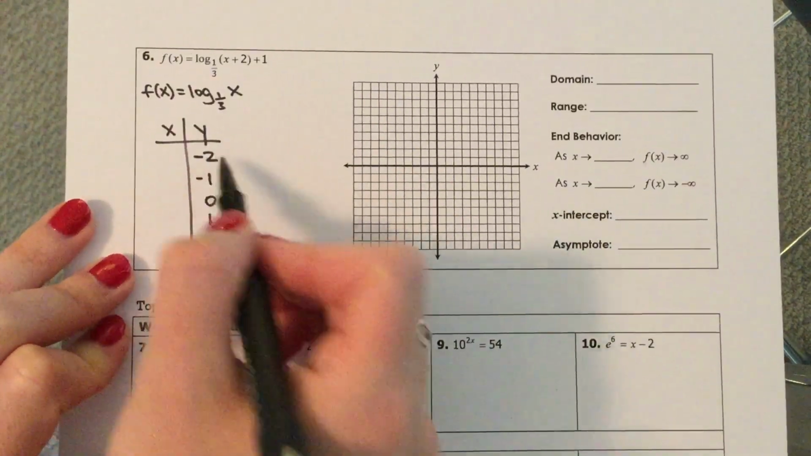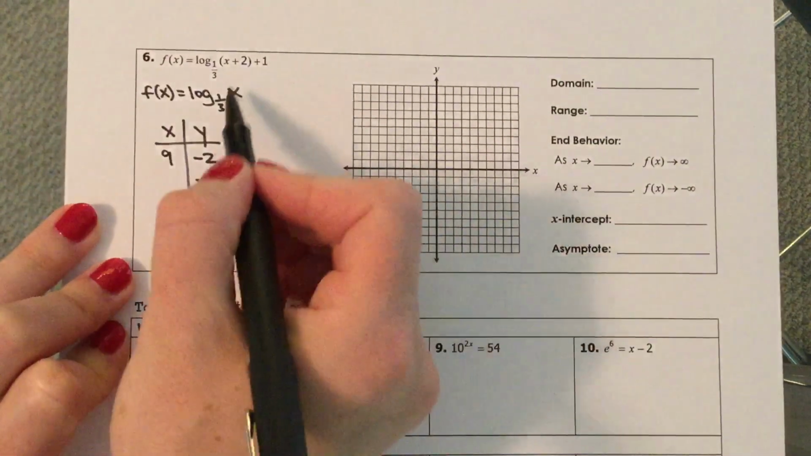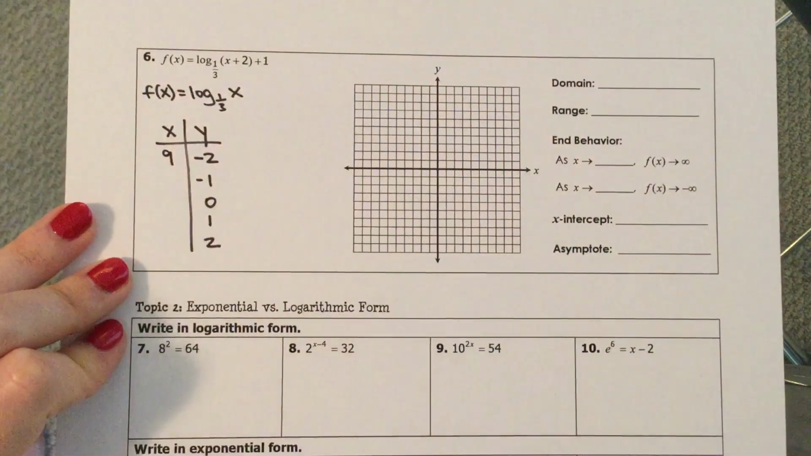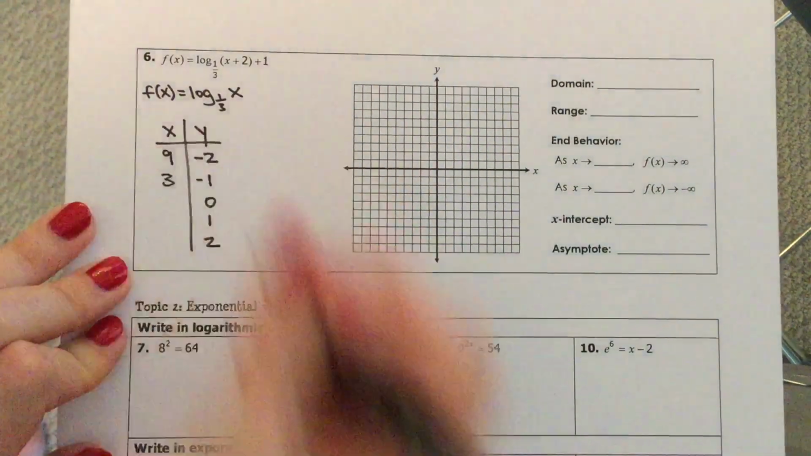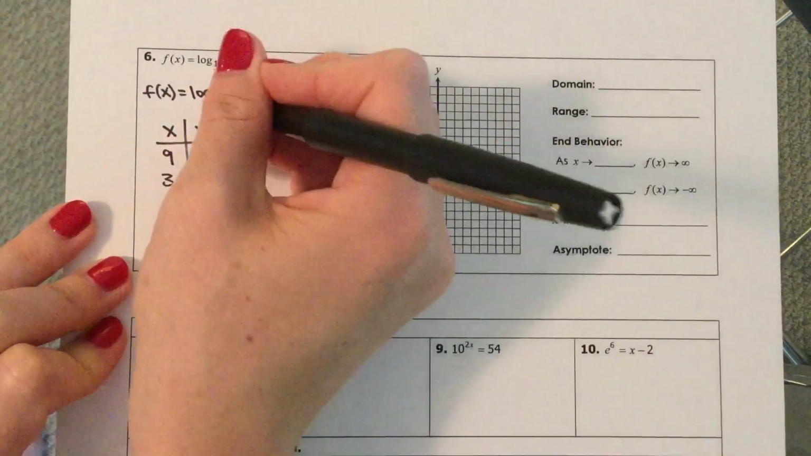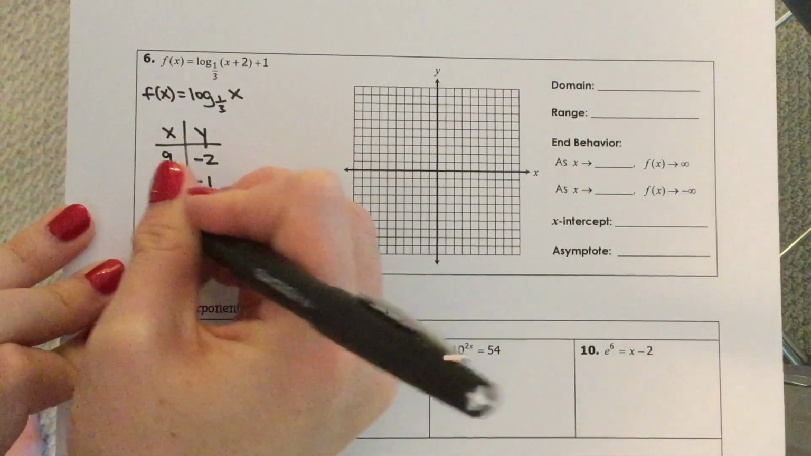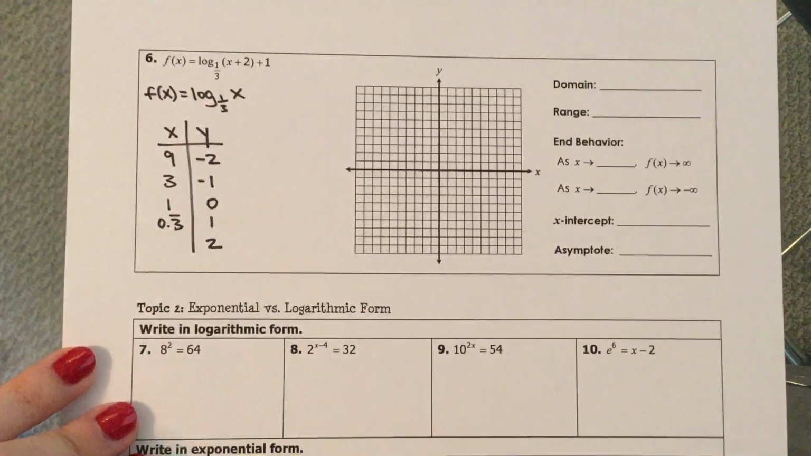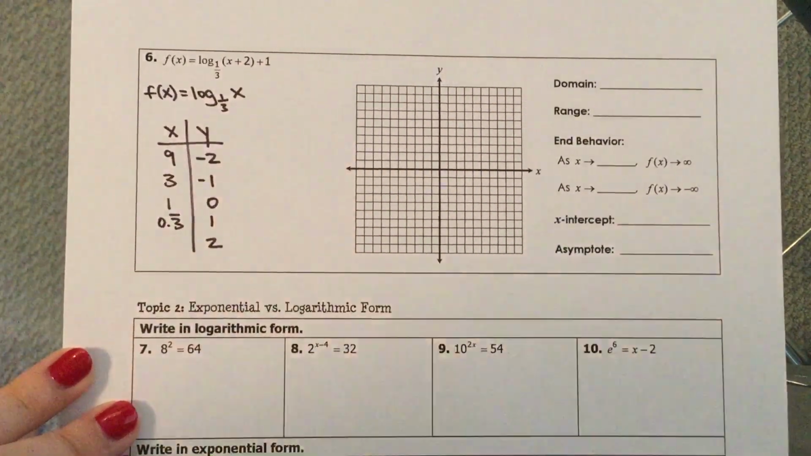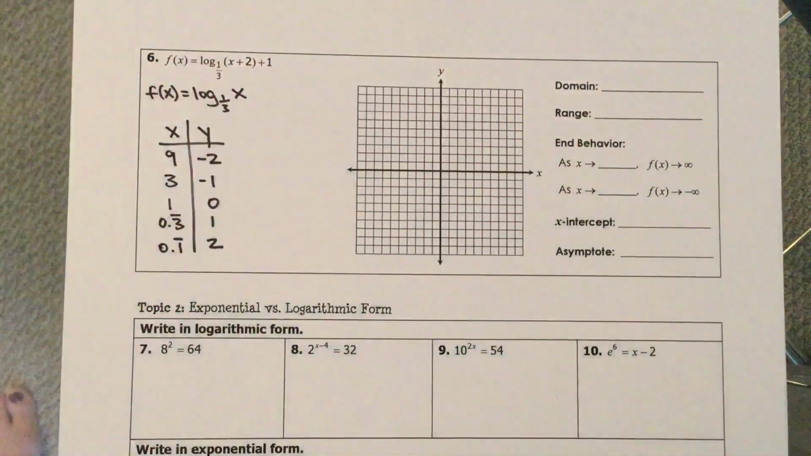So 1/3 to the -2nd is the same as 3 to the 2nd, which is 9. 1/3 to the -1st is the same as 3 to the 1st, which is 3. Anything to the 0 power is 1. 1/3 to the 1st power is 1/3, or in decimal form, 0.3 repeating. 1/3 to the 2nd is 1/9, or again, in decimal form, 0.1 repeating.